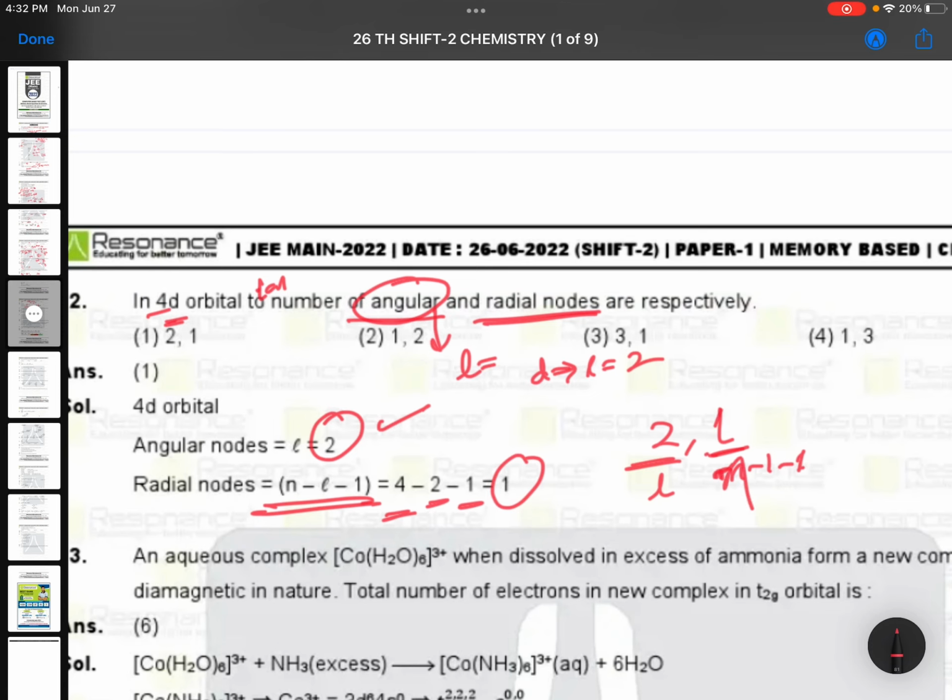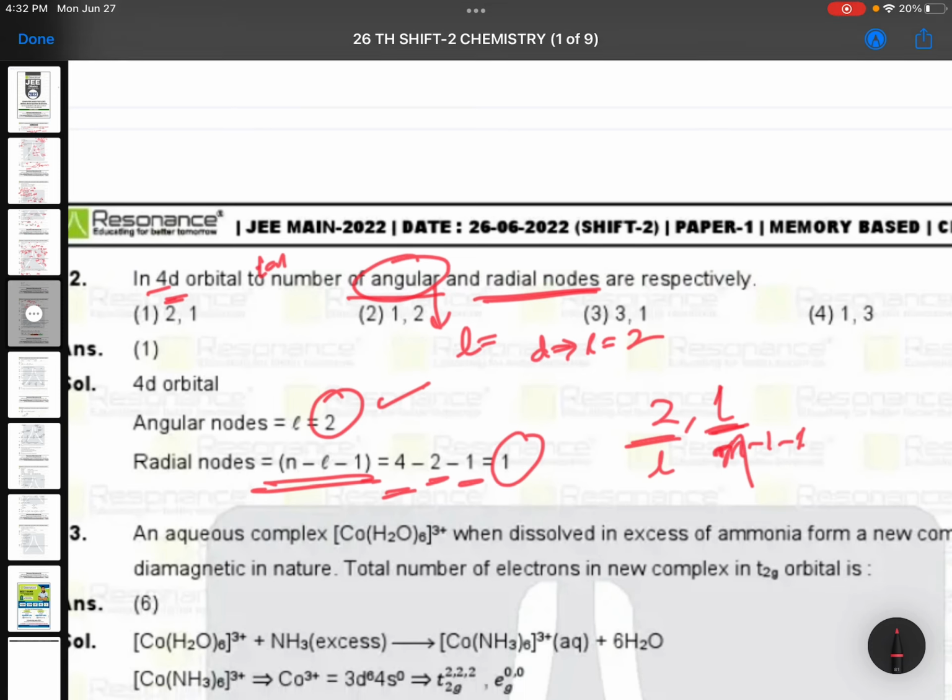This is n minus L minus 1. Moderate, because you need to remember the formula.